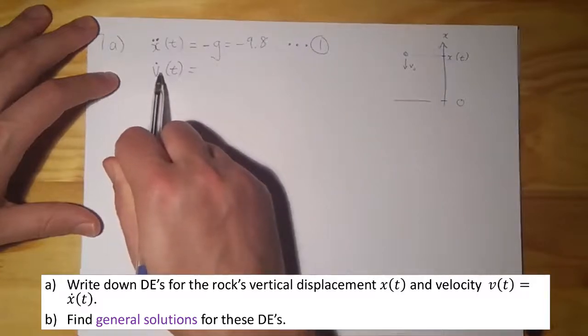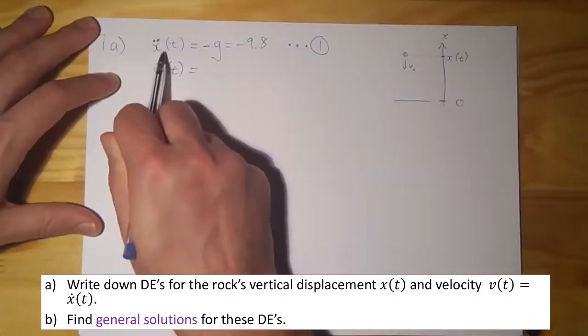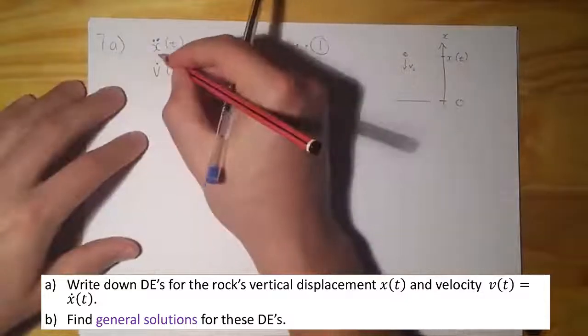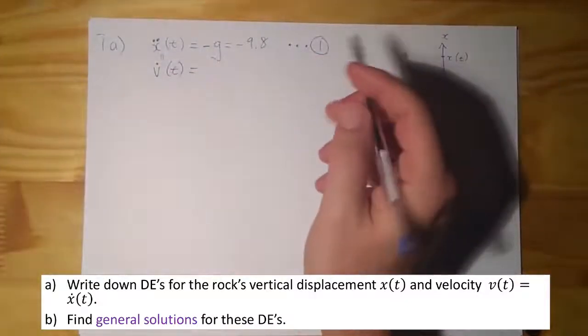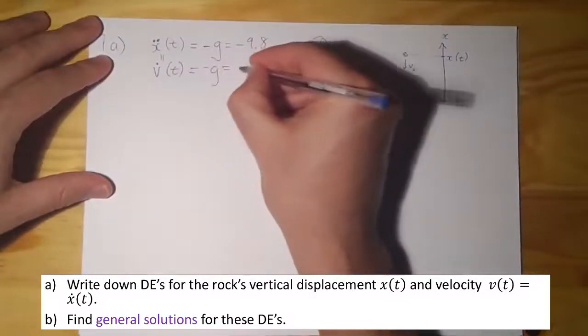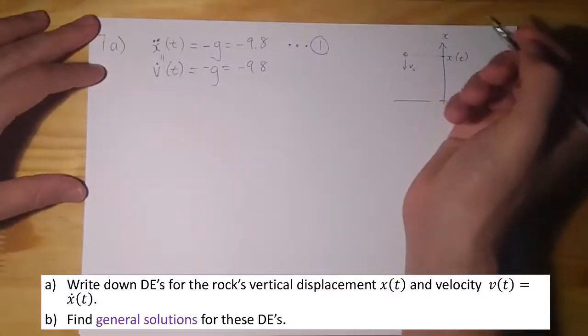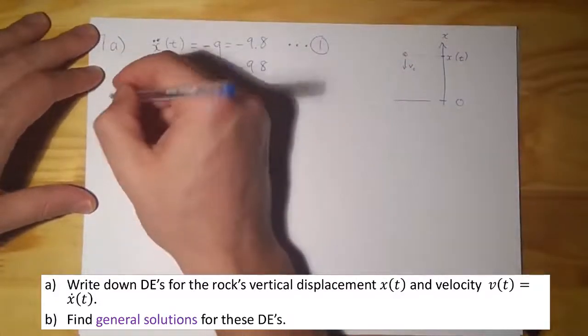So the derivative of the velocity is just acceleration. It is just equal to that. So these two are equal, so you can even write them there, actually equal. So it's just minus g, equal to minus 9.8. All right, so those are two differential equations and they are very easy to solve.